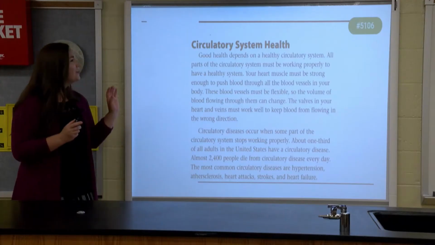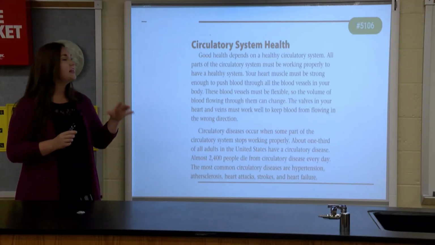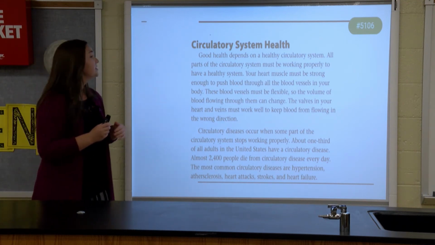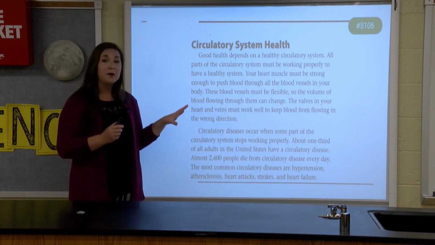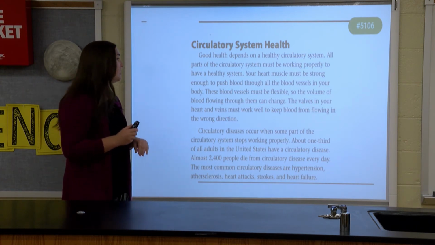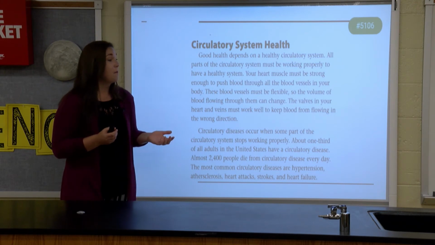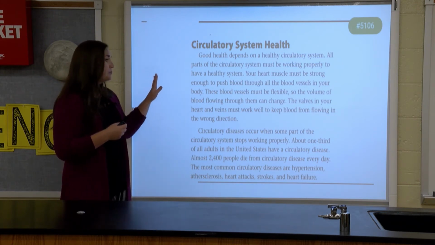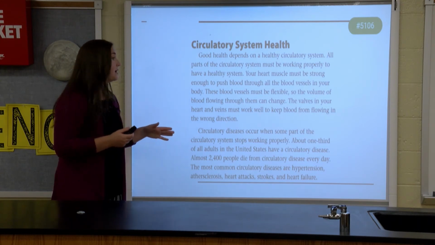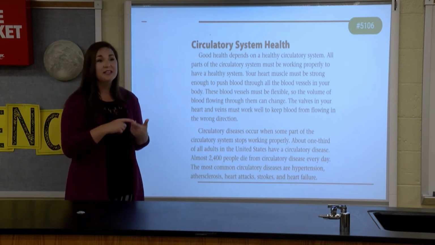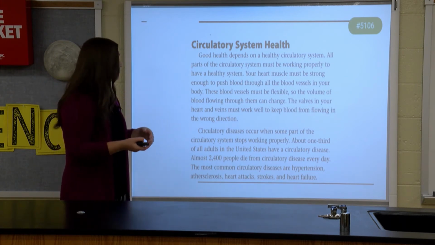All right, good health is basically dependent on your circulatory system. All parts of this must be working properly for you to have good health. Your heart muscle must be strong, because it needs to push blood throughout the body and also receive that blood back. Blood vessels must be flexible as well. If not, blood is not going to get where it needs to go, which means oxygen is not going to get there either.